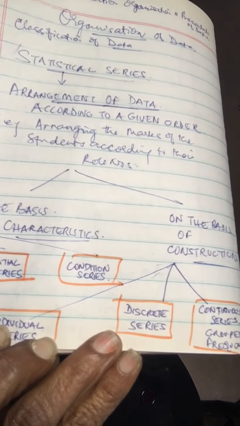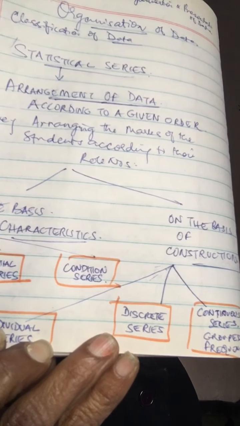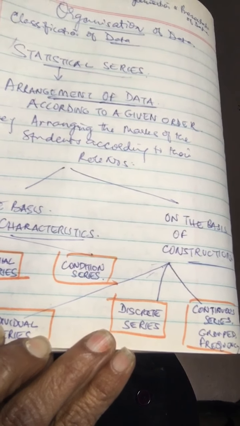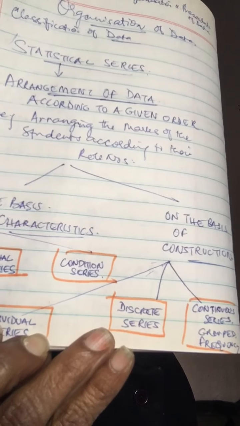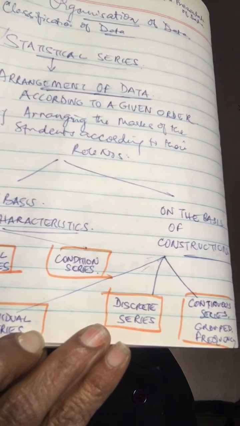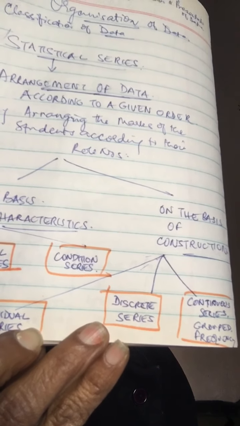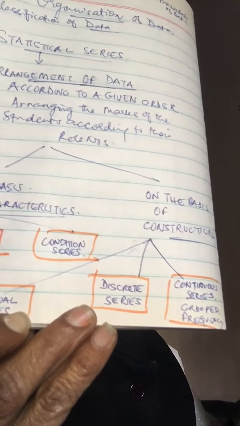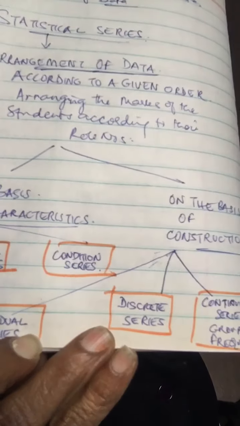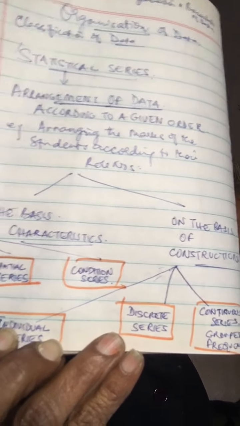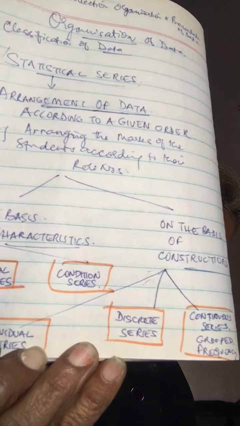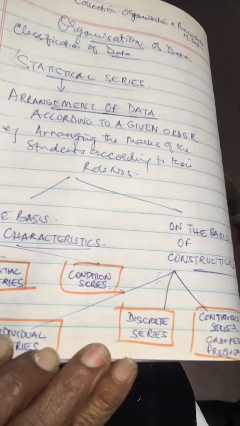So maybe roll numbers 2, 5 and 10 or 20, 25 are getting the same marks. So you will list them singly. Each mark will be listed singly. That means if each of them is getting, say, 95, I will mention at each roll number 95. So I put it down as, say, 5 times. So that's what it is. So that's individual series. Now, ascending or descending order, in that way we can do.